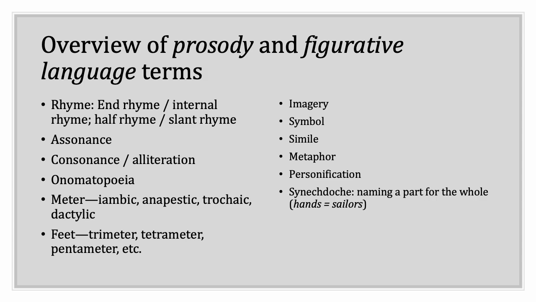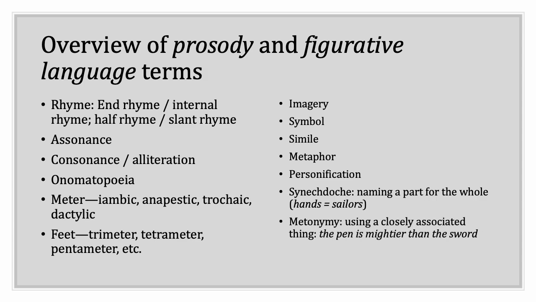And there is also this element of synecdoche, where you name a part and it stands for the whole. How many head of cattle do you have? All hands on deck. Here we have the part standing for the whole. And then we have metonymy, which is using a closely associated thing. For instance, the pen is mightier than the sword, meaning that writing is more powerful than warfare.